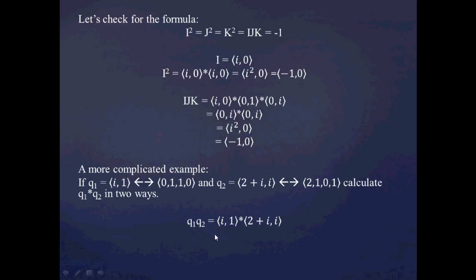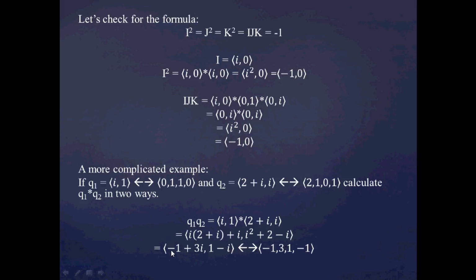So q1 q2 is going to be just this, and now let's work through the formula. So I'm going to have i times 2 plus i minus 1 times i bar. Now the conjugate of i is minus i, so I'm going to be left with i times 2 plus i plus i. So that's the first component. Now the second component is going to be i times i, or i squared, plus 1 times the conjugate of 2 plus i, which is going to be 2 minus i. So the new second component is going to be i squared plus 2 minus i.